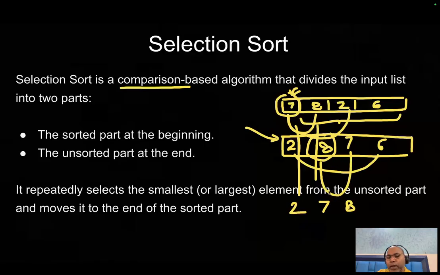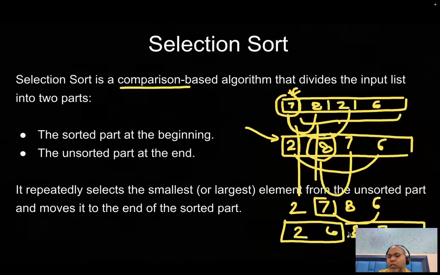So you swap again. Now the second place becomes a 7. You can again compare to the 6. Compare to the 6. Now again, the smallest. Then again swap 2, 6, 8, and 7. So notice the first two elements are sorted and the rest is the unsorted list. So this is the logical division of sorted and unsorted.